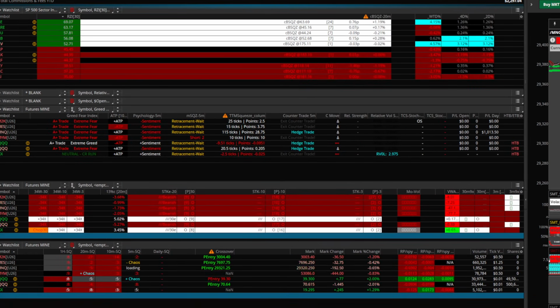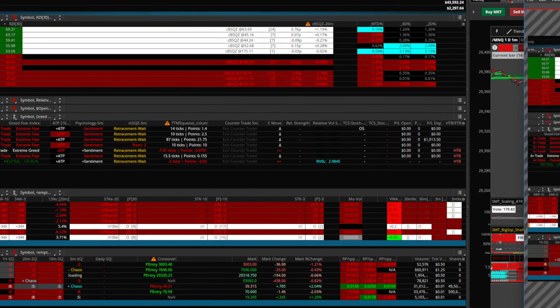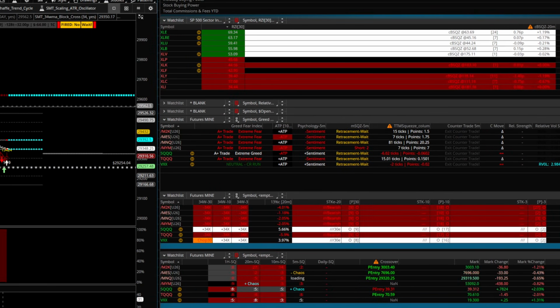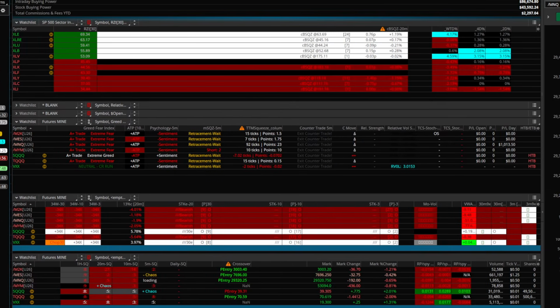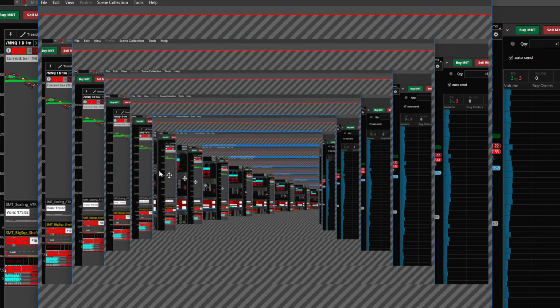There's the data panel. We can see everything is bearish for the day. Lots of A plus trades to the downside in extreme fear. Here are the sectors, and we can see how money has been rotating from these sectors into these sectors. You guys didn't see that. So here are the sectors right here. We got A plus trades to the downside. So let's see.